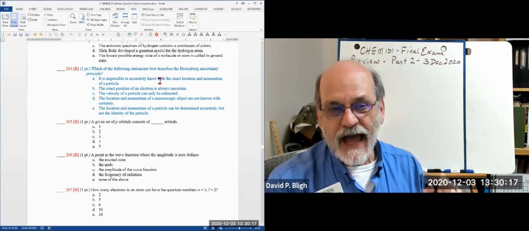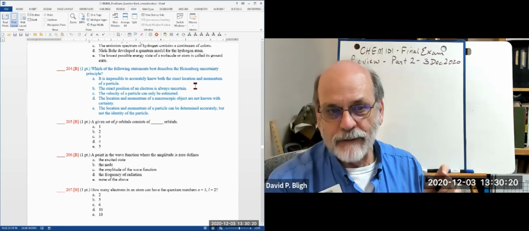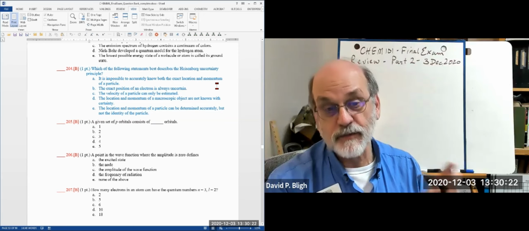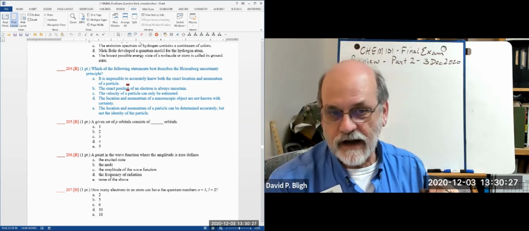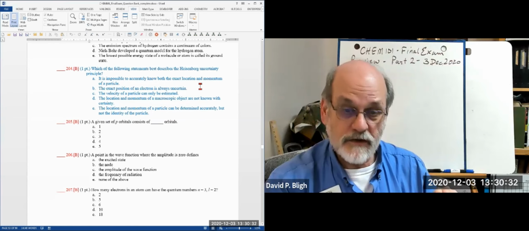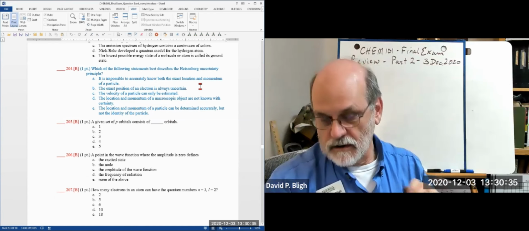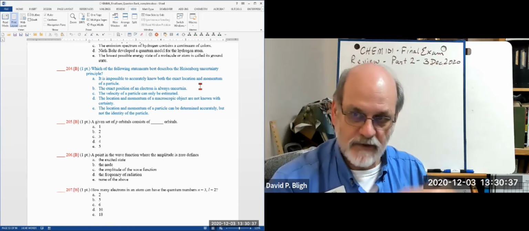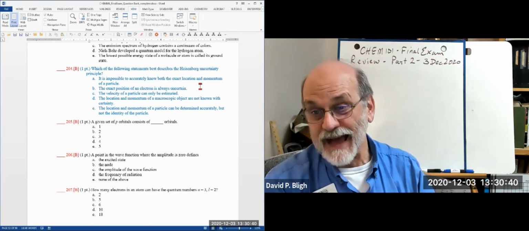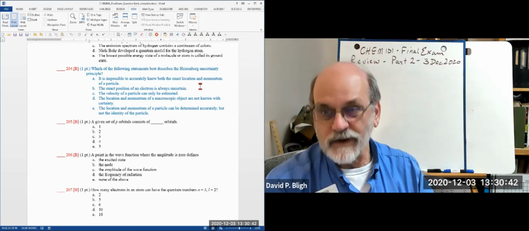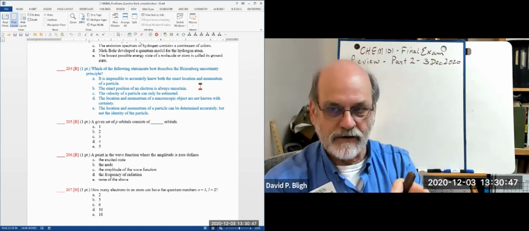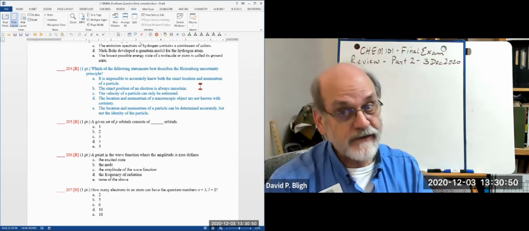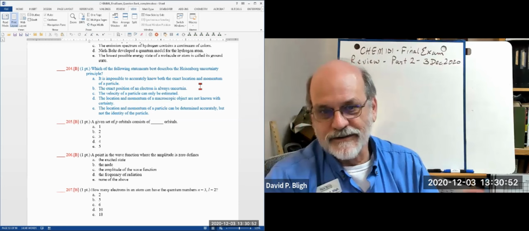It is impossible to accurately know both exact location and momentum of a particle. Actually, that's a pretty good definition. Let's see if any of the others get any closer. The exact position of an electron is always uncertain. Nope. You can sometimes know where it is, but you can't know its momentum, which is mass times velocity. And since the electron's mass is constant, you're really talking about the velocity. You can't tell how fast it's going if you know where it is. If you know how fast it's going, then you don't know where it is.